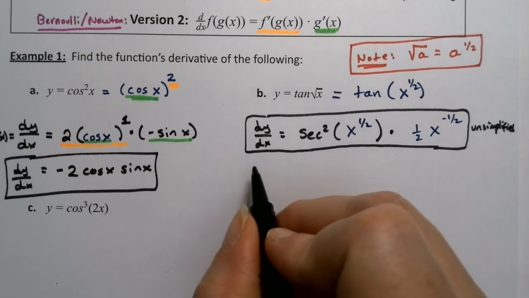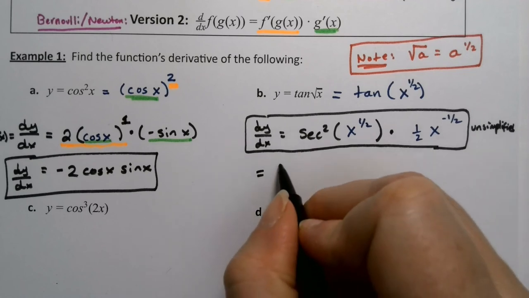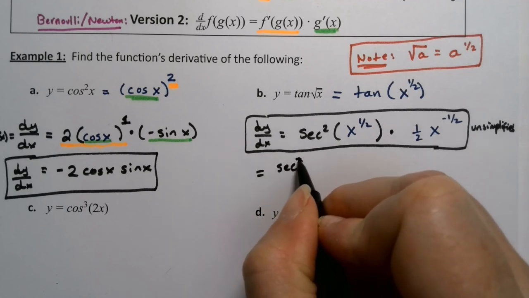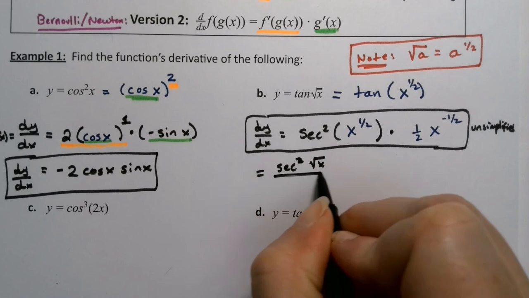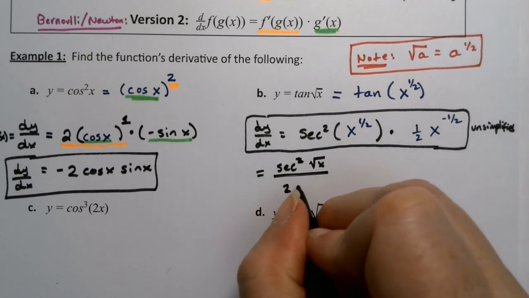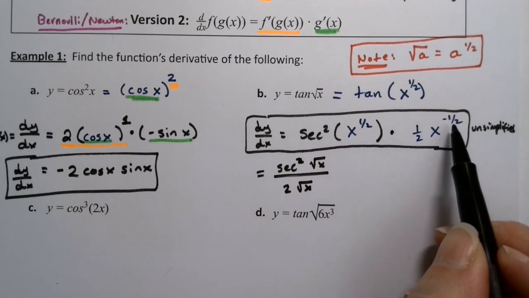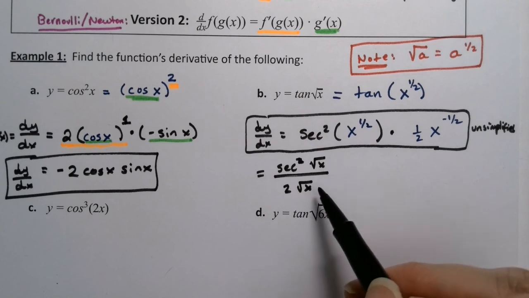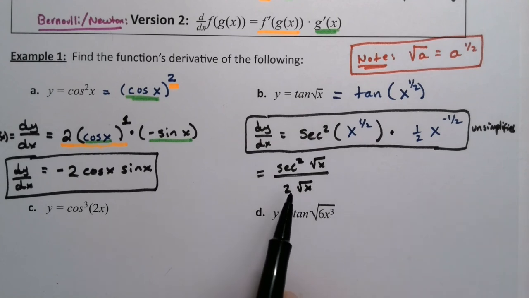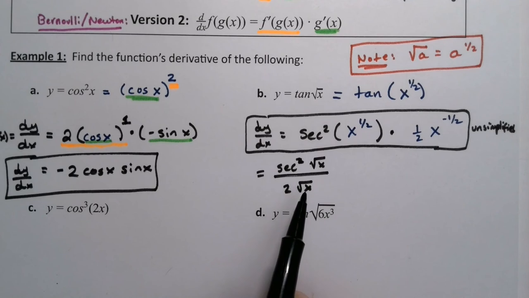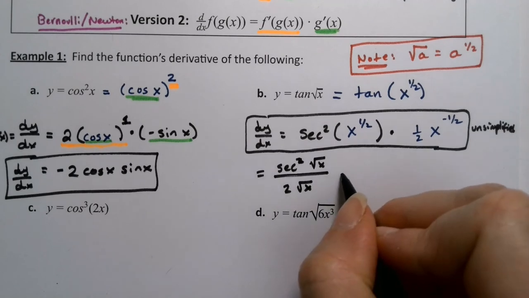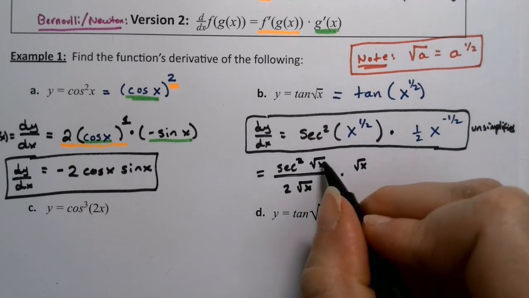For one thing, we can make it secant squared of the square root of x over 2 square root of x, because of course having a negative power really means it's in the denominator. Now technically that's not simplified because there's a square root in the denominator, so you'd have to multiply both the numerator and the denominator by the square root of x.